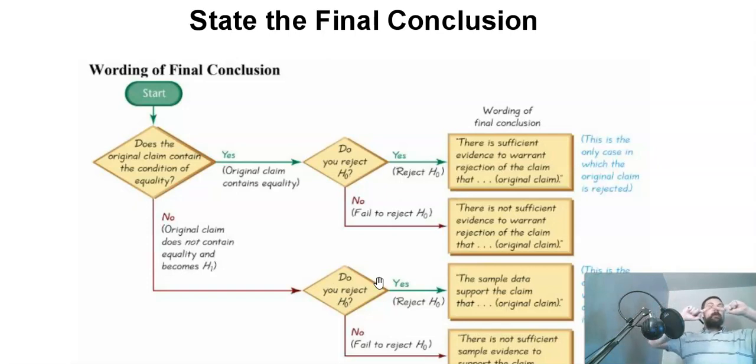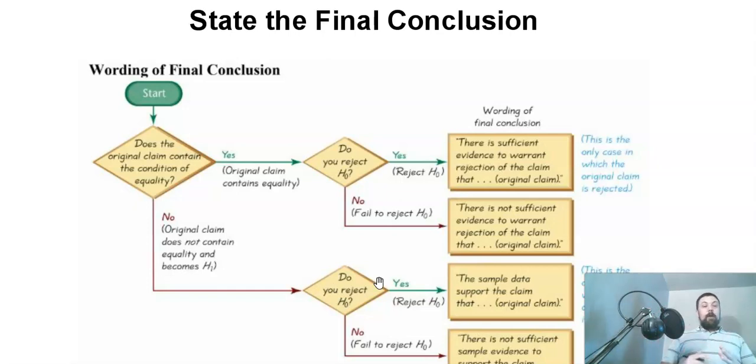We want to make the conclusion in the same language so that a layman could understand the claim and the conclusion. Because if we say, okay, we reject the null hypothesis, and you tell that to somebody who's never taken statistics, that's just going to go over their head. They're going to have no idea what you mean by that. So we want to word the conclusion, first of all, in language that anybody can understand, but also in reference to the claim, not to the null hypothesis. We're trying to state a conclusion about the claim that was stated in the original problem.